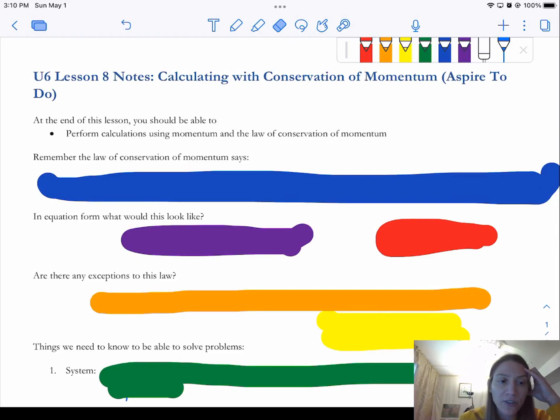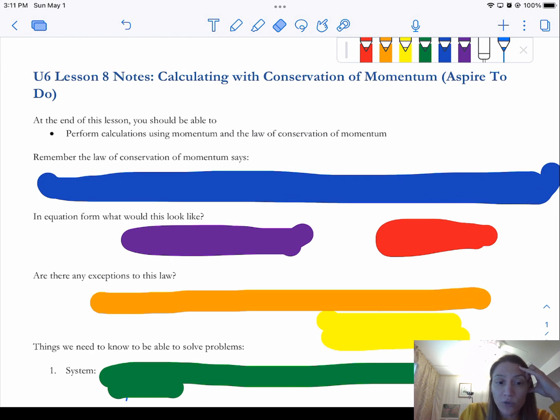Guys, this is Mrs. Gastler, and in this video we're going to talk about calculating with conservation of momentum. By the end of this lesson, you're going to be able to perform calculations, and you're going to use the idea of momentum and the law of conservation of momentum to do so.